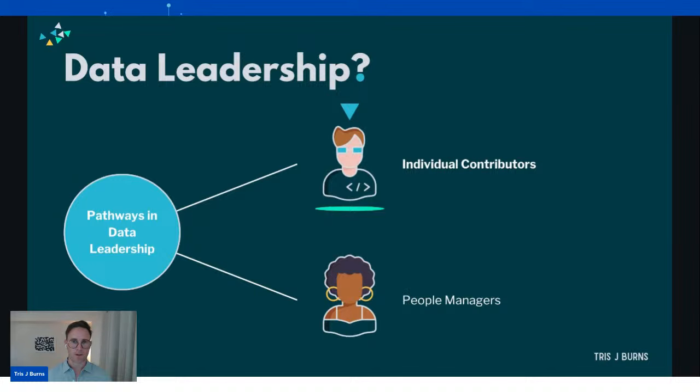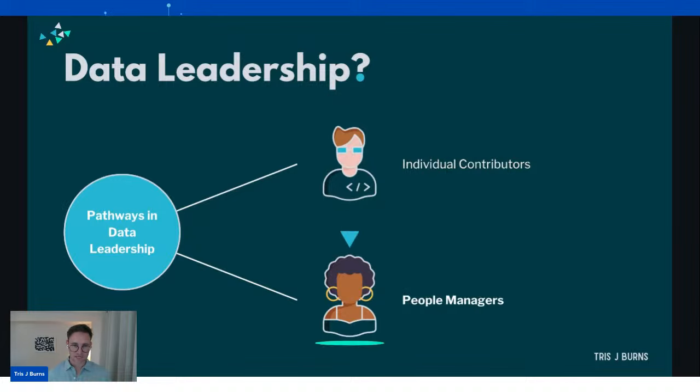But they typically don't manage individuals. They are nonetheless data leaders, and I want to make that very clear. When I say data leadership, I do not want to exclude individual contributors, who are thought leaders and valuable contributors to their organization. They are still leaders.